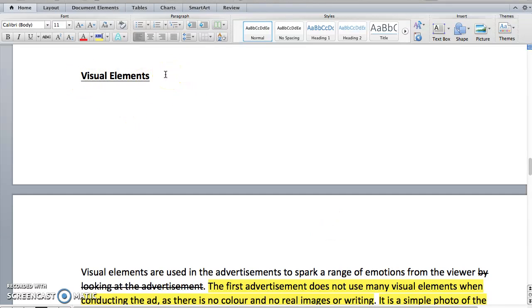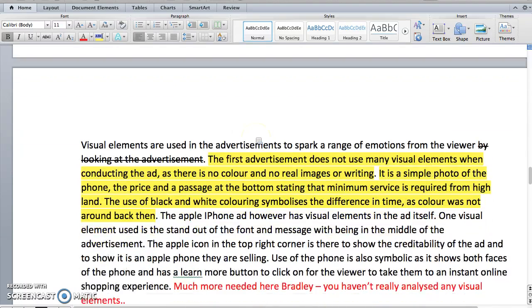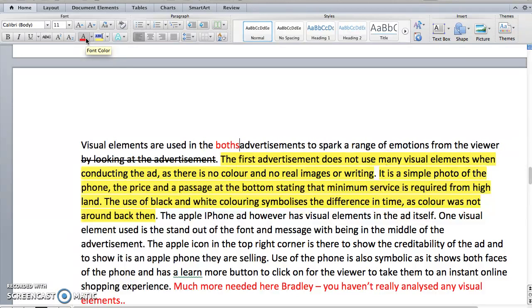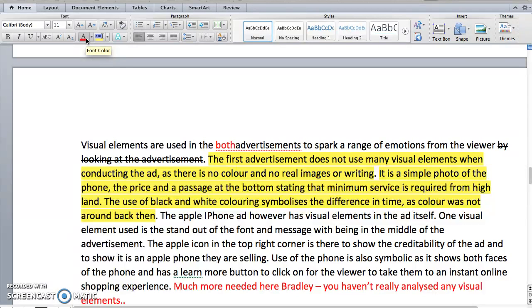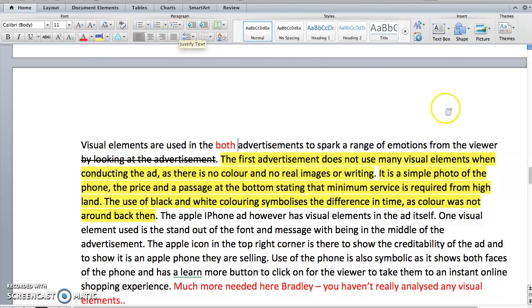Coming back, Bradley. So, visual elements. Yes, visual elements are used in both advertisements. Put in a bit more comparative conjunctions, Bradley, to spark a range of emotions in the viewer. Okay.